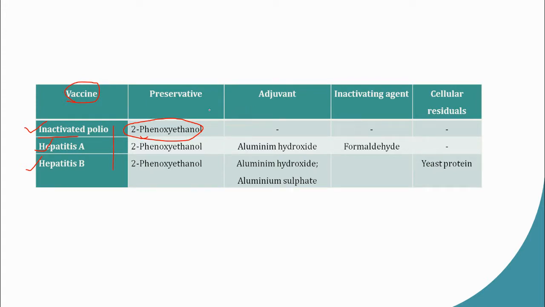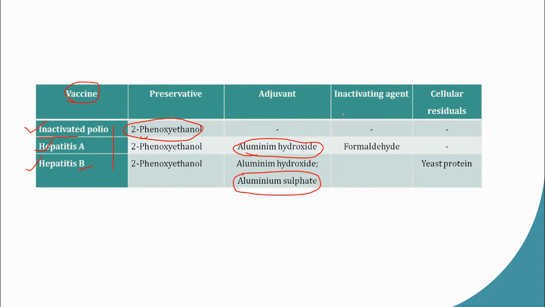And coming to the adjuvant, which gives the booster or initiates the antigen response, mostly we are using aluminum salts like aluminum hydroxide or aluminum sulfate. This aluminum hydroxide is used in the hepatitis A vaccine, and aluminum hydroxide or aluminum sulfate is used in the hepatitis B vaccine as an adjuvant.